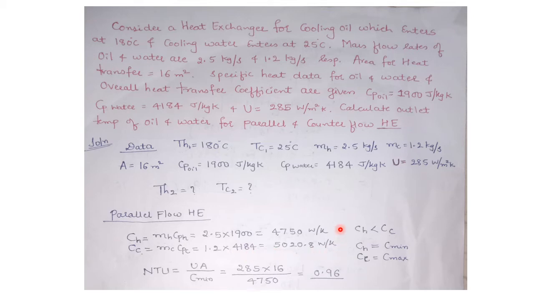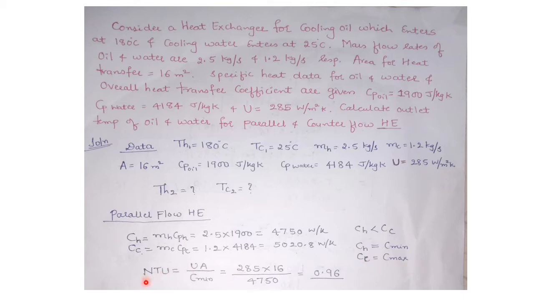Now see here, we have calculated both the values of CH and CC. Comparing both the values, the CH value is lesser than the CC value. So here I will consider CH as C minimum and CC as C maximum. Already we have explained in the theory part: the fluid with the minimum capacity rate we consider as C minimum, and the other fluid we consider as C maximum.